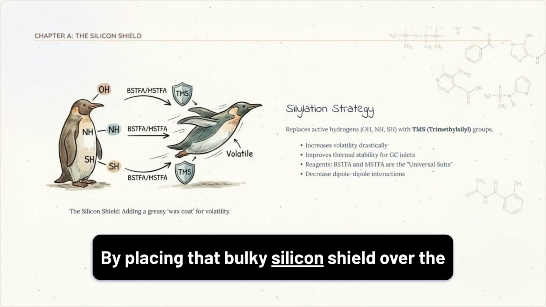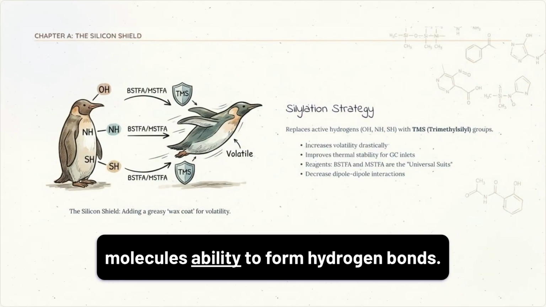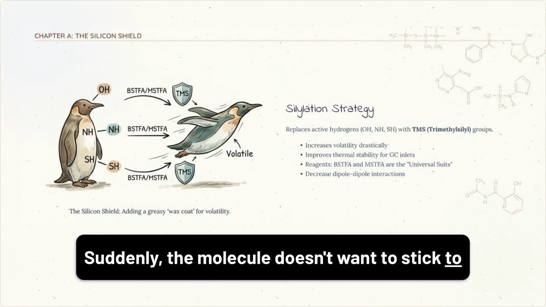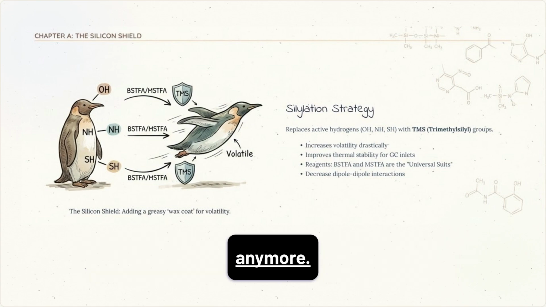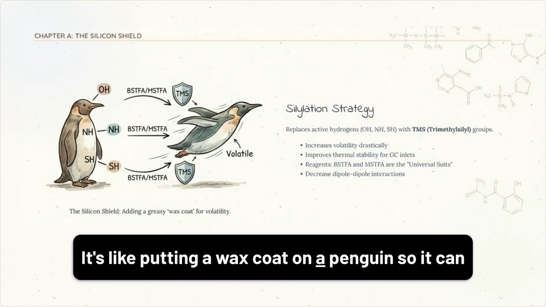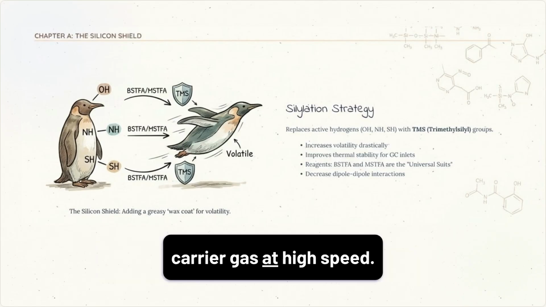By placing that bulky silicon shield over the polar oxygen or nitrogen, we effectively kill the molecule's ability to form hydrogen bonds. We reduce the dipole-dipole interactions. Suddenly, the molecule doesn't want to stick to its neighbors or the glass walls of the column anymore. It becomes greasy and volatile. It's like putting a wax coat on a penguin so it can slide through the water, or in our case, the carrier gas, at high speed.